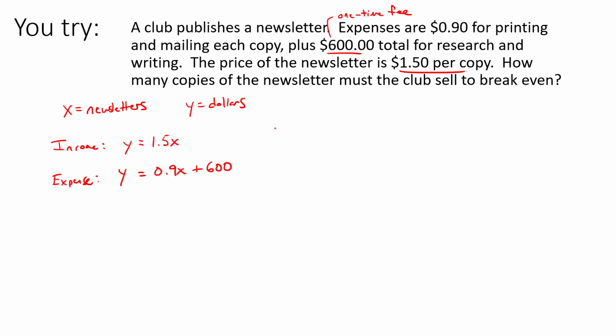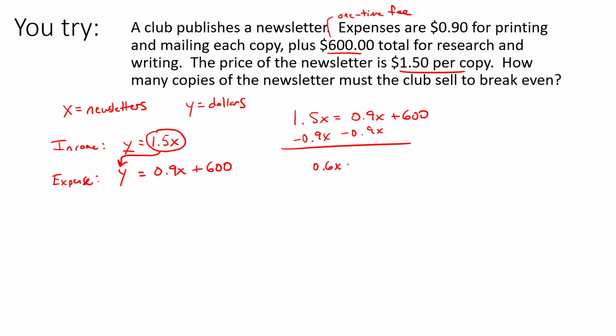Okay, so now I have my two equations. I want to set them equal to each other. And so again, I'm really just doing substitution when I do this. They're both equal to y, so I can write 1.5x equals 0.9x plus 600. And then we solve. So we get 0.6x equals 600. And then we divide. And just doing that, I believe we get 1,000, but let me just double check. We do get 1,000. So 1,000 what? 1,000 newsletters we need to sell.